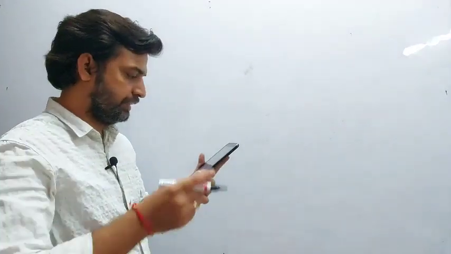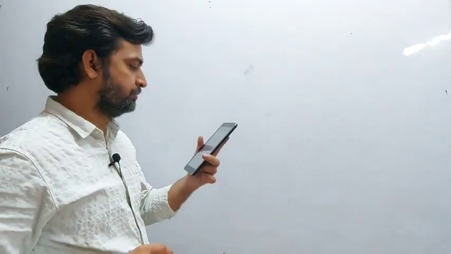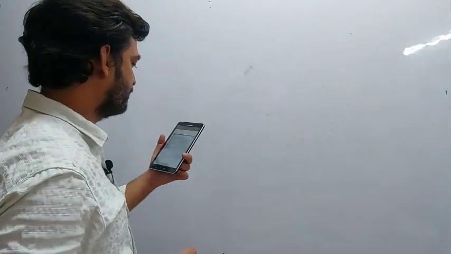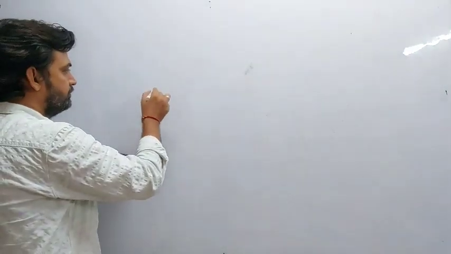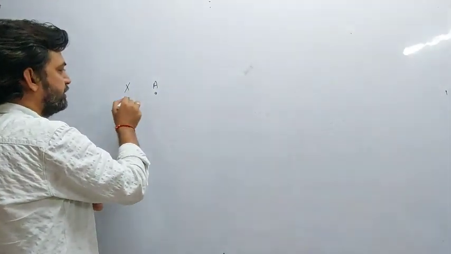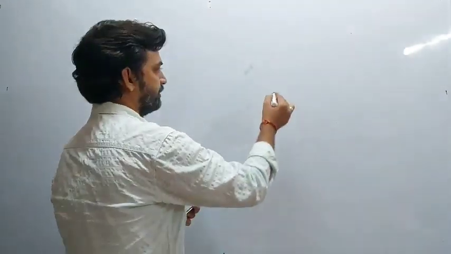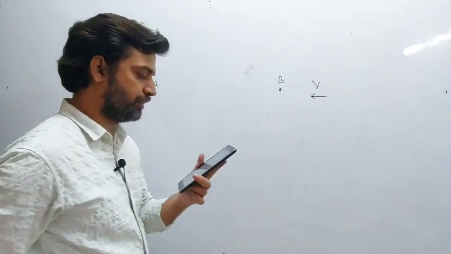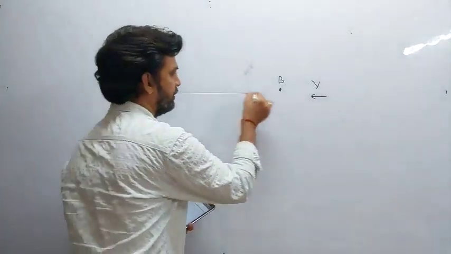Coming to the next one. A person X starts from place A and moves, and another person Y starts from place B. They are moving towards each other, and the places are separated by a distance of 15 kilometers.